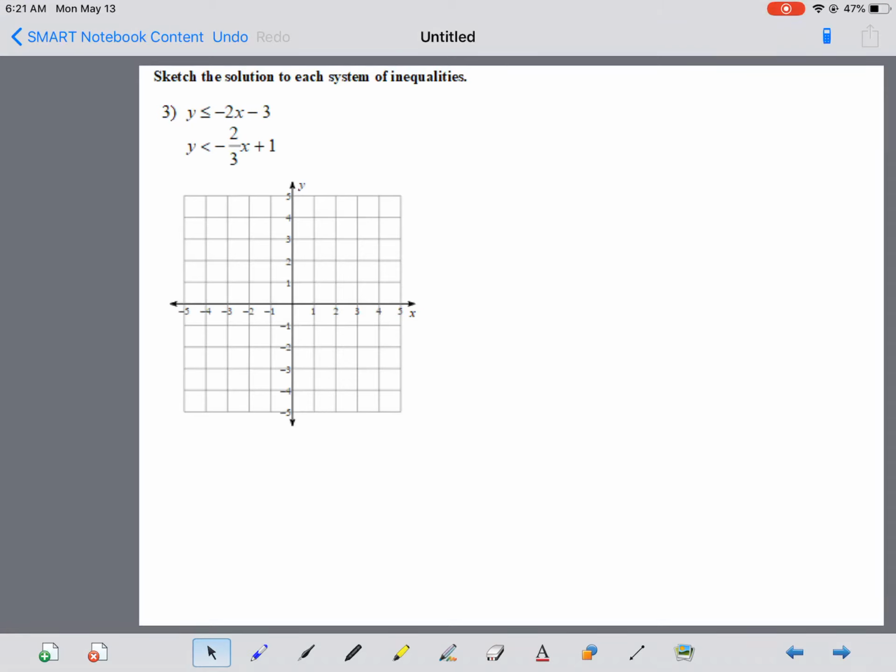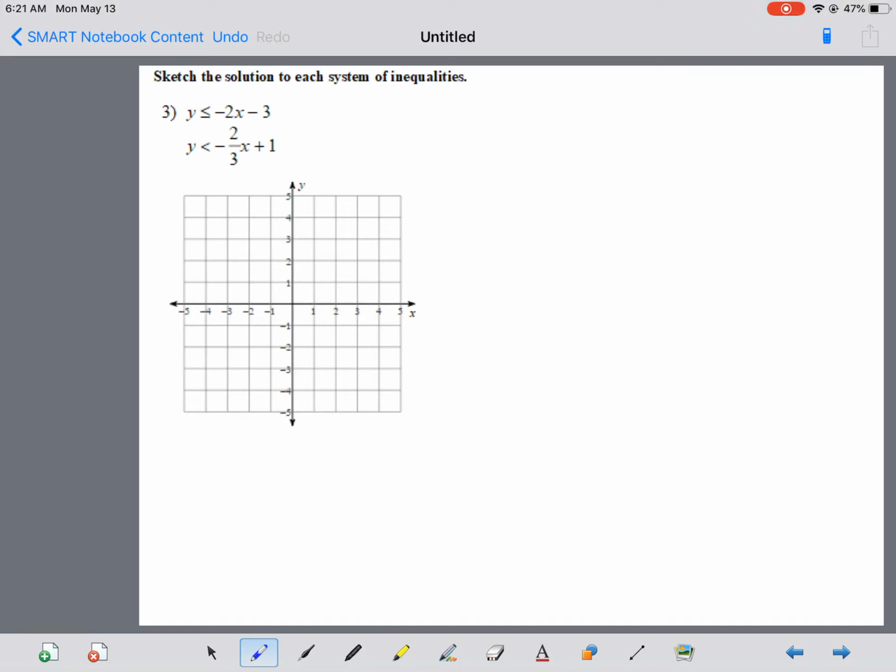Sketch the solution to each system of inequalities. So let's graph this linear system of inequalities. Now we see two inequality statements. What we have to do is first graph each one individually. So let's start with the top one.